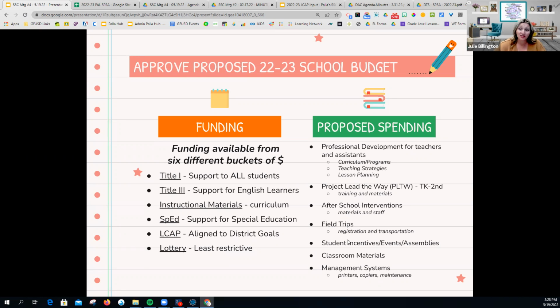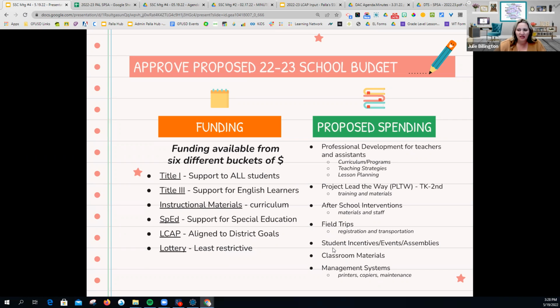Field trips. We got the green light towards the very end of the year, so it's hard to scramble and get a bunch of field trips going, but we are definitely planning on bringing those back. And so I would like to use some of that money for registration costs and transportation costs for all of our grade levels to be able to go on field trips.